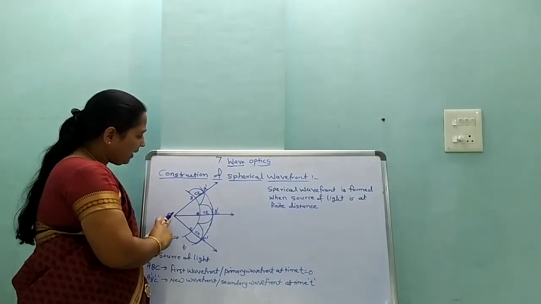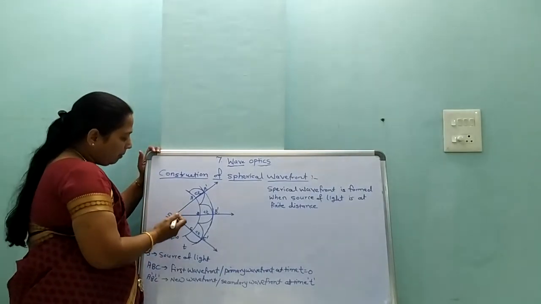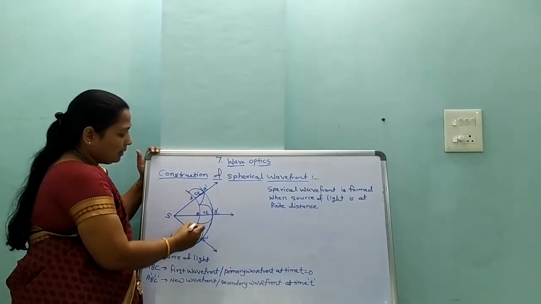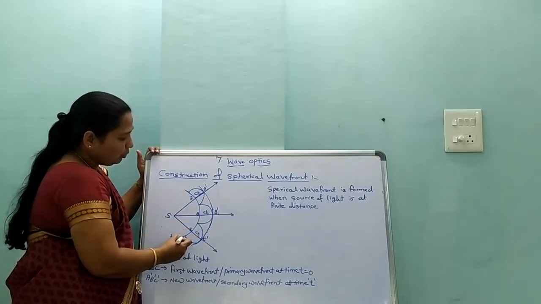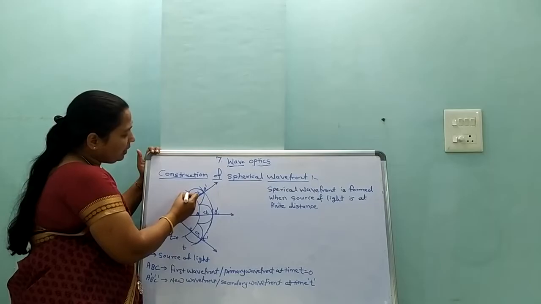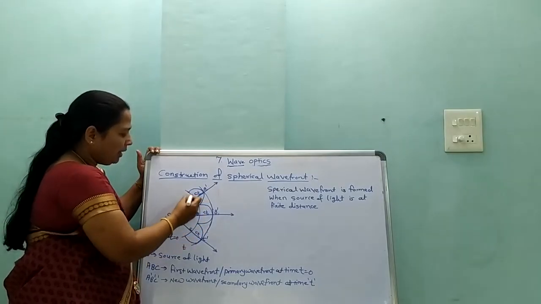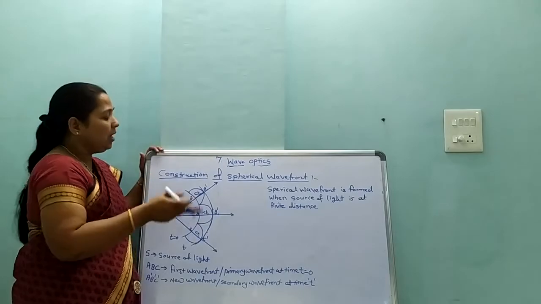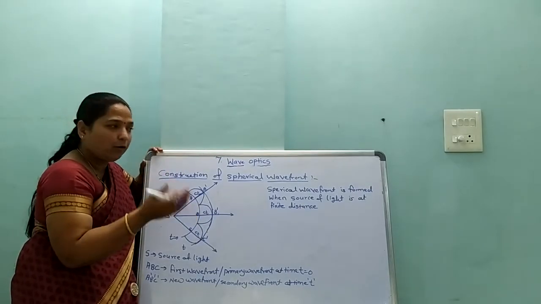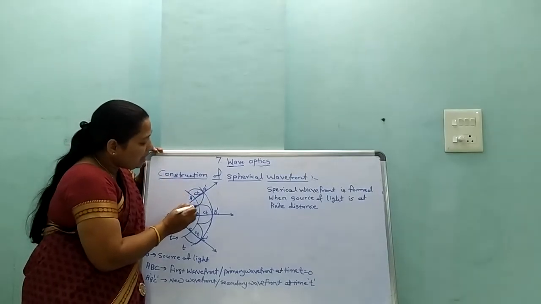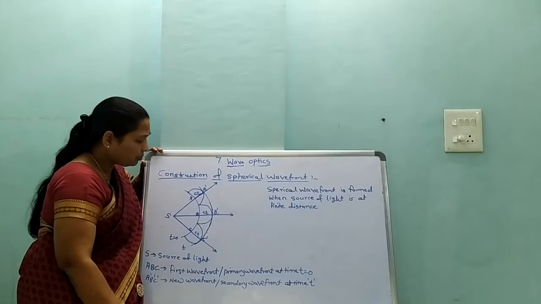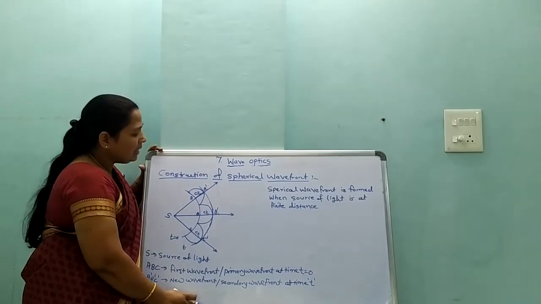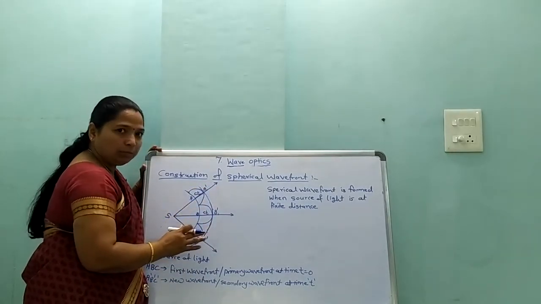Therefore, S is at finite distance, and at time t is equal to 0 the primary wavefront, the locus of all points at time t is equal to 0, is obtained as A, B, C. Points A, B, C act as secondary sources, because every point on a wavefront acts as a secondary source of light according to Huygens' principle. Therefore, A, B, C emit light in all possible directions.